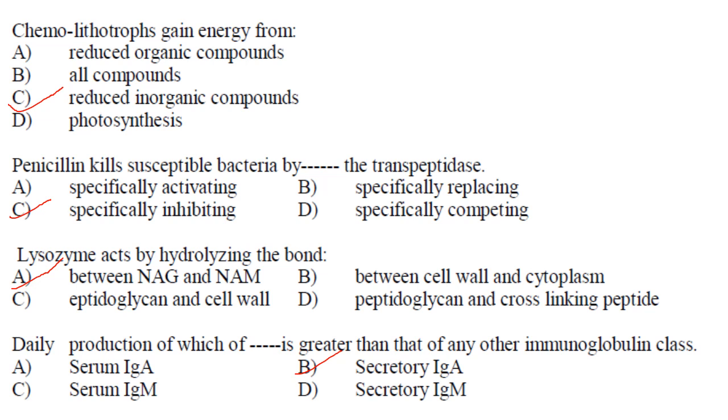Then daily production of which of the dash is greater than that of any other immunoglobulin class? So it is secretory IgA. Answer is option B.